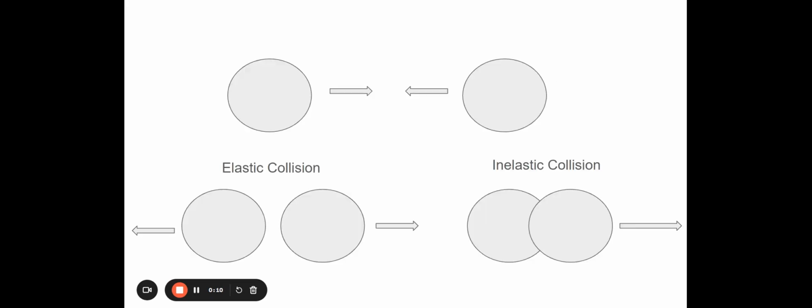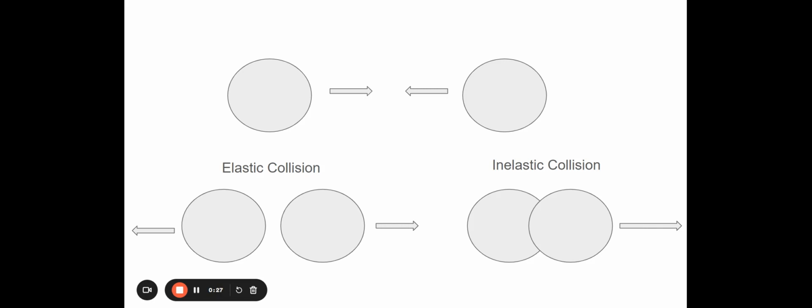Hello everyone, today I'm going to be talking about the difference between elastic and inelastic collisions. Say you have two objects coming towards each other. In an elastic collision, the two objects will bounce off of each other and move in opposite directions, whereas in an inelastic collision, the two objects will stick together and move in one direction.